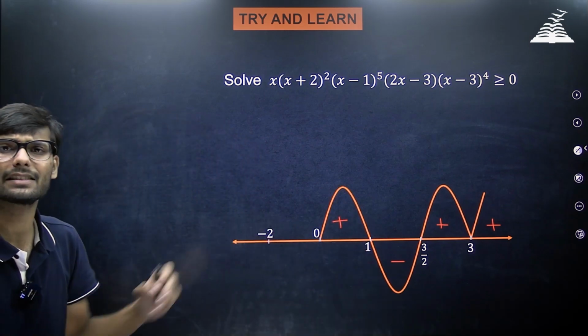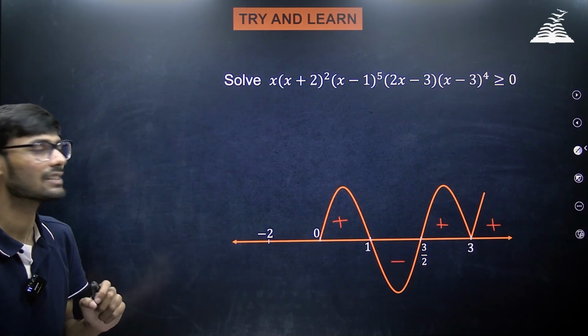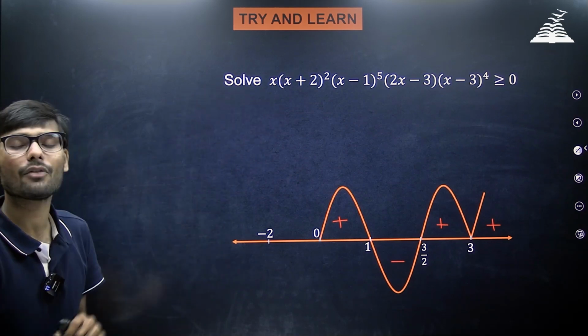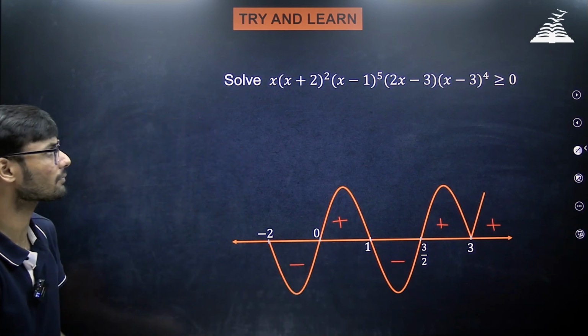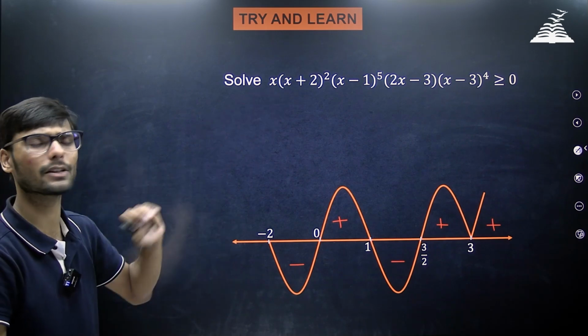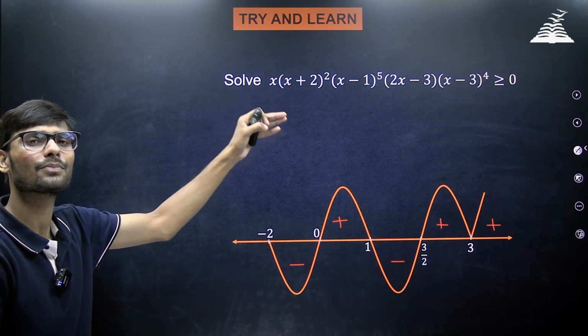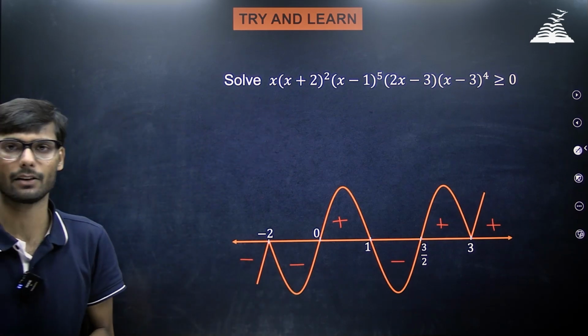Now we are standing at 0. 0 is the 0 of x. So the power of x here is 1. Odd, it's going to change. We are now standing at minus 2, which is the 0 of x plus 2, power 2, an even number. So the sign is not going to change, it's going to remain negative.